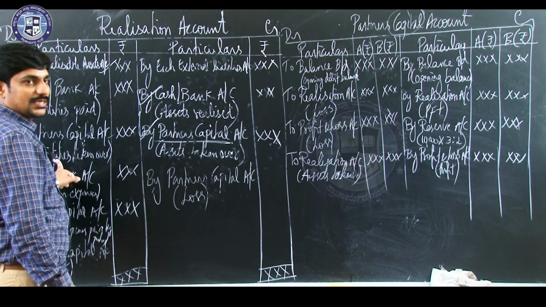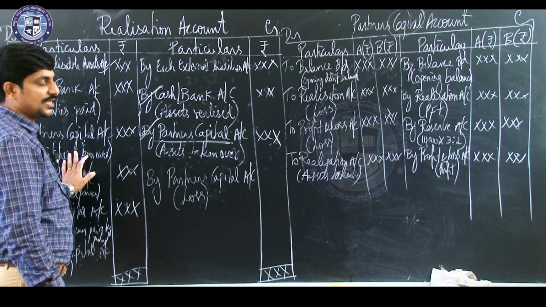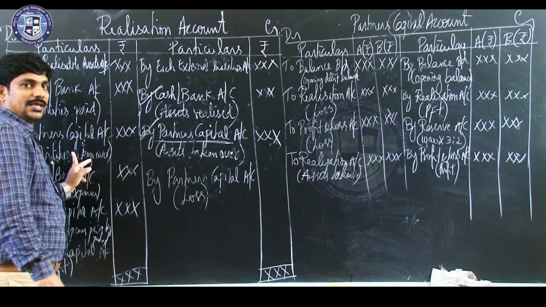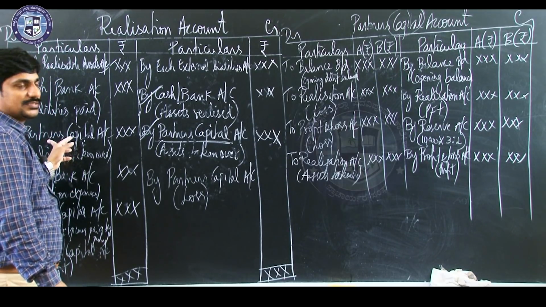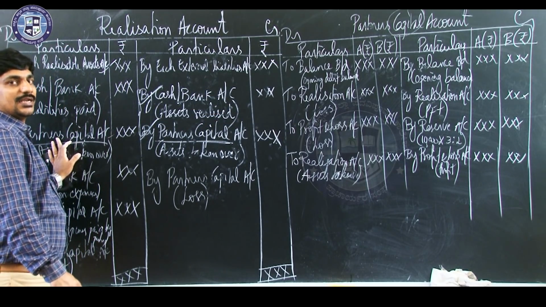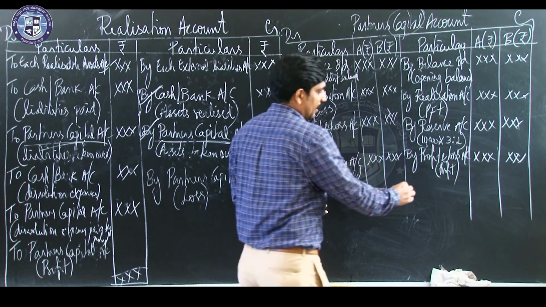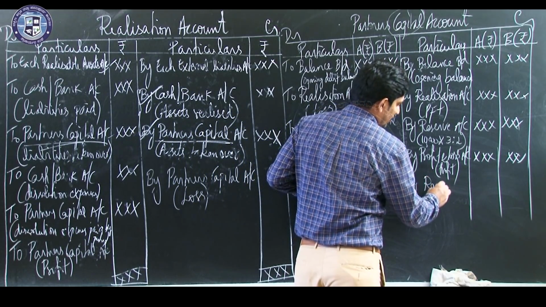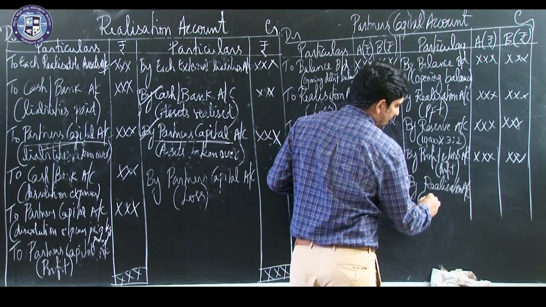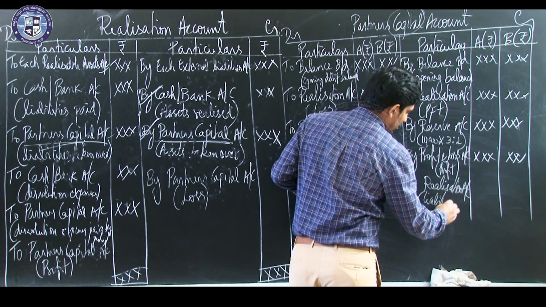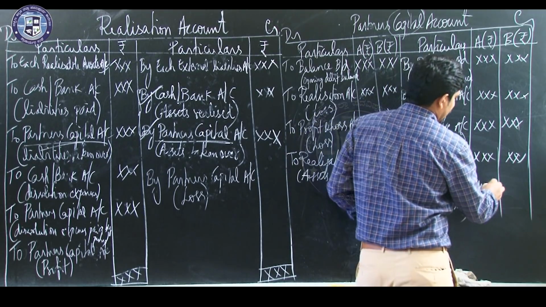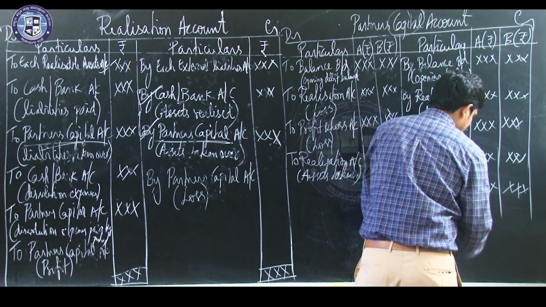Next one, liabilities taken over. What is the journal entry for liabilities taken over? Realization account debited to partner's capital account. So you record it on the debit side of the realization account. Now this you need to transfer to the partners' capital account. Here which side is it on? Debit side. When you are transferring, which side will it go to? Credit side, by realization account. So the partner's capital account is credited by realization account.